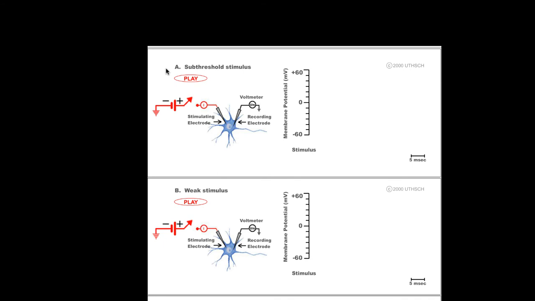If you don't get that positive feedback loop to go, you've got a stimulus that's called subthreshold. And here's an example of what would happen. You get a small increase in membrane potential, but you don't actually get an action potential.